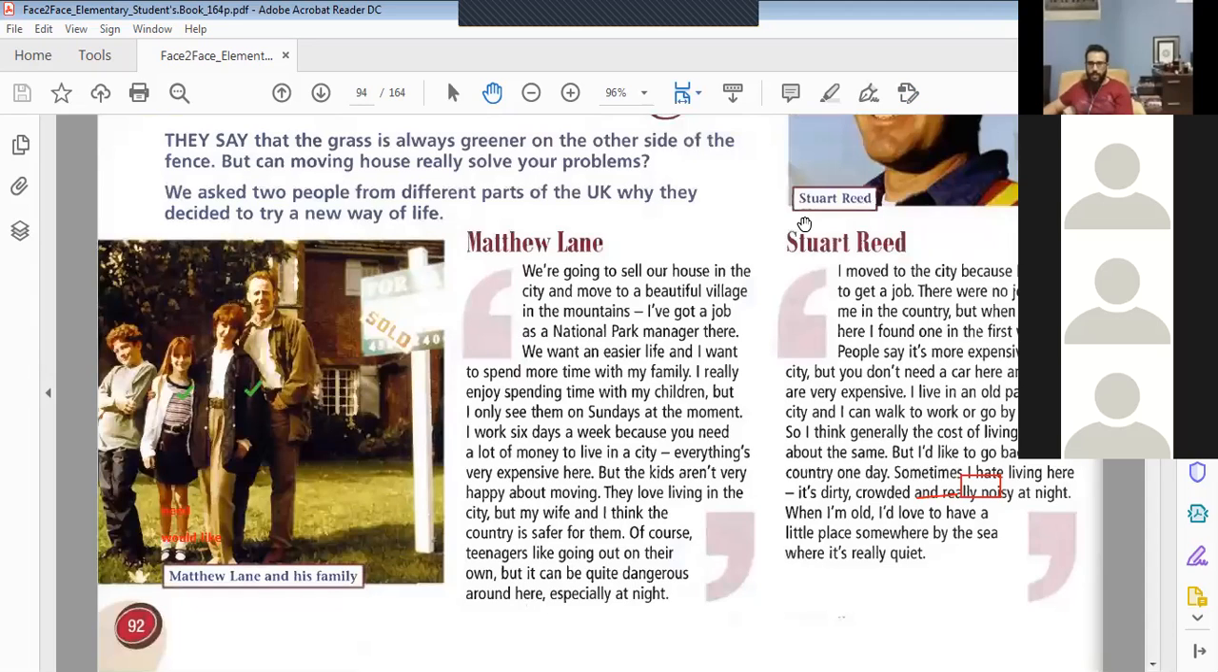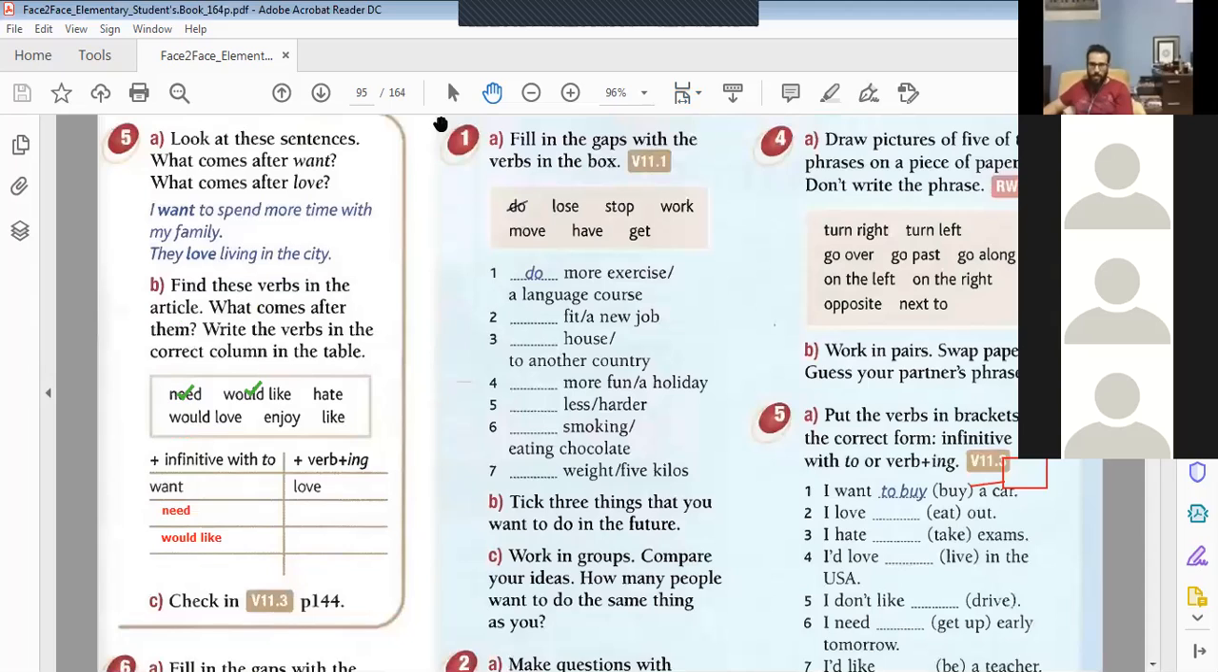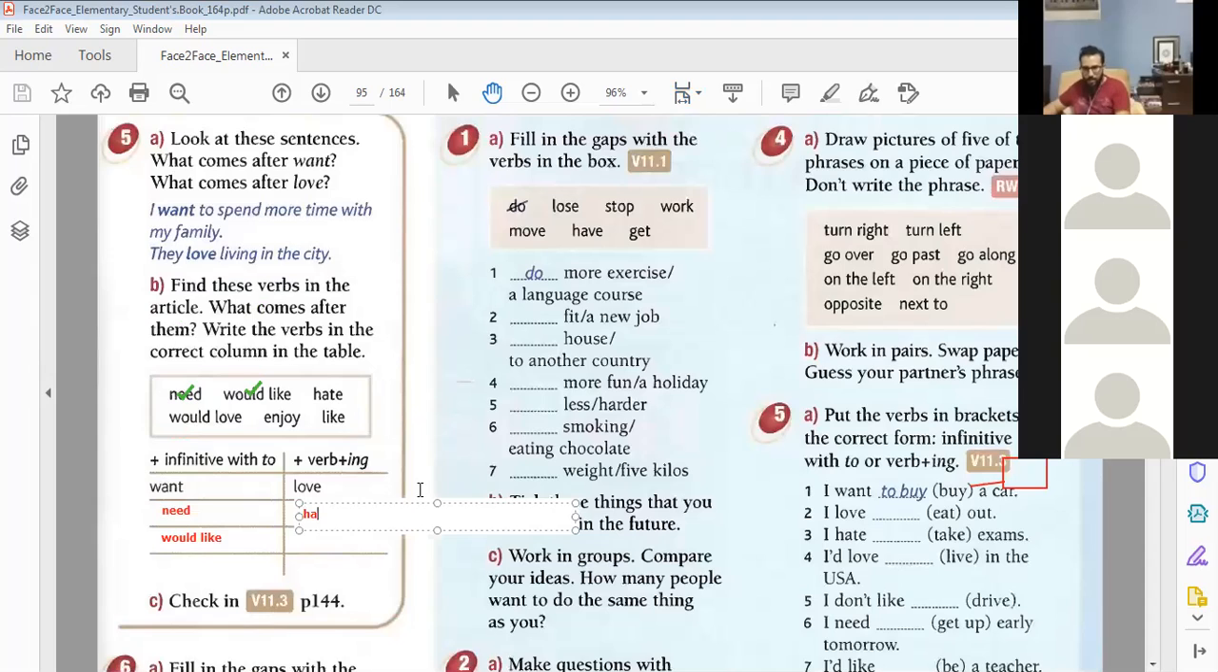Let's find hate. I hate living here. Correct, Rashid. Hate living here. And what did we use after hate? Did we use infinitive with to, or did we use verb plus ing? Verb plus ing. Correct. That's right. So this means hate, let's put it in the next group with love. Love and hate. Okay, so we finished hate.